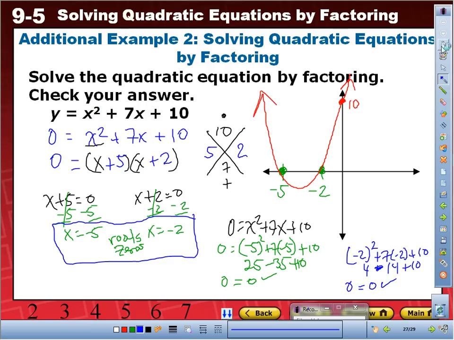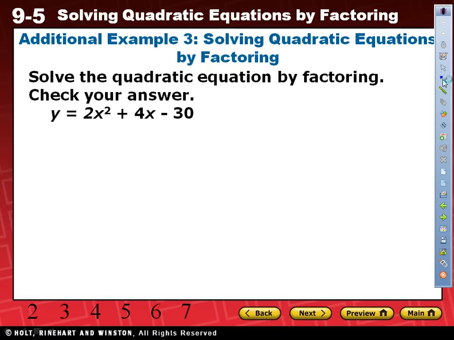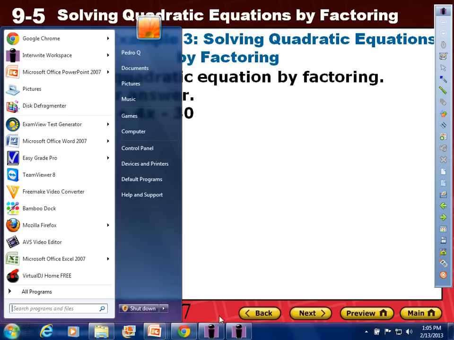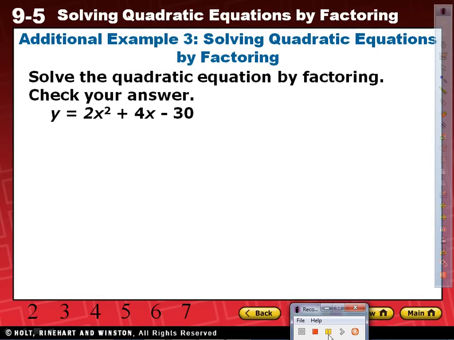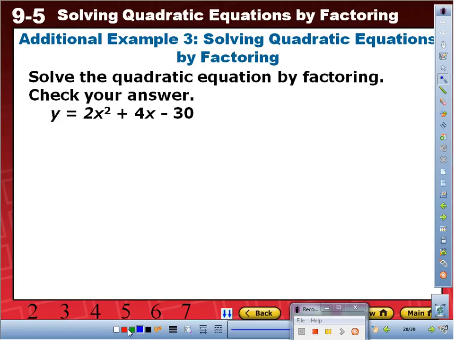Copy this one. You do this one by yourself. Y equals 2x squared plus 4x minus 30. Y equals 2x squared plus 4x minus 30. Go. Okay, get me started, Omri. What do I do? Substitute 0 for y. Pass it to someone else.